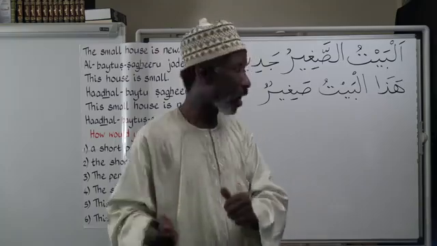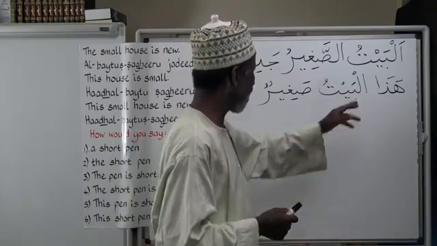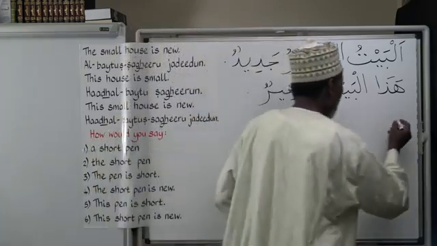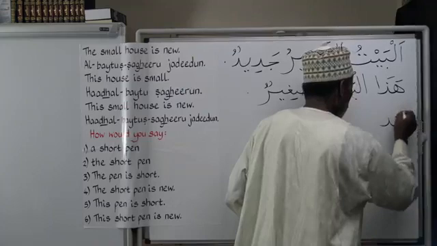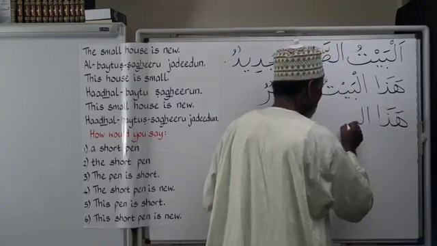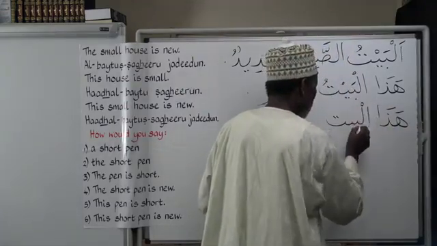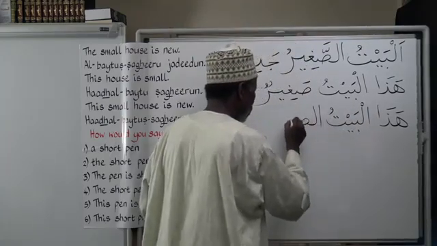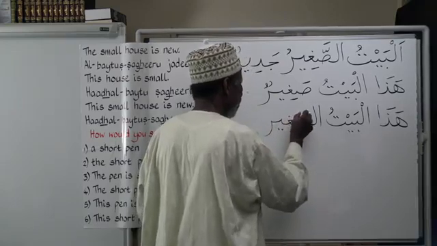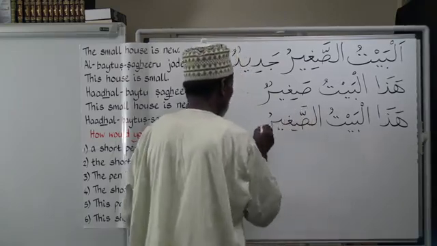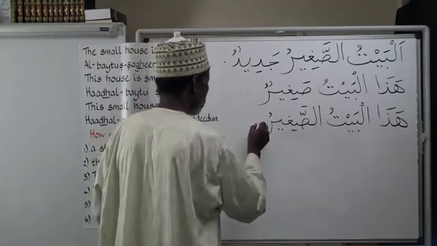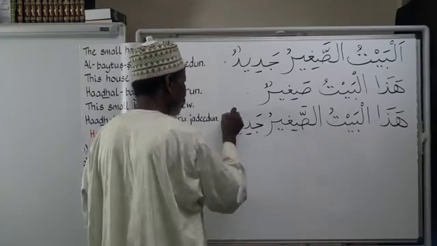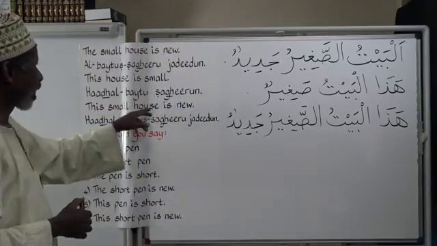This small house. So you say هذا البيت الصغير. Now you're going to define this. So we say هذا البيت الصغير، هذا البيت الصغير جديد. This small house is new.